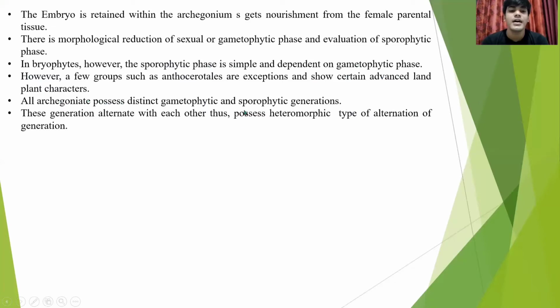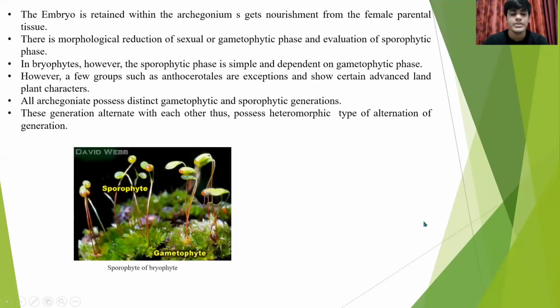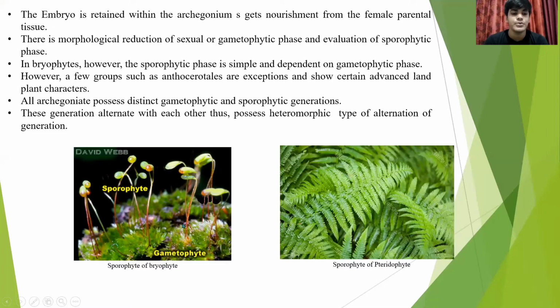That means in one era, like I'll show you. Wait, this is what we call the heteromorphic type of alternation of generation. So you can have a look at this also. Suppose this is a Funaria. This is the gametophytic plant body. It has male and female on different parts.